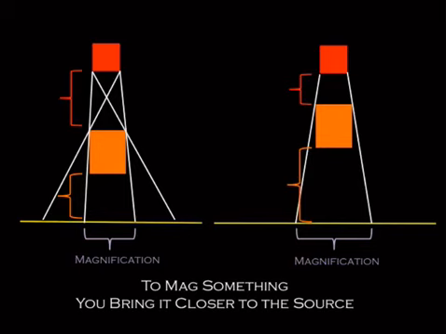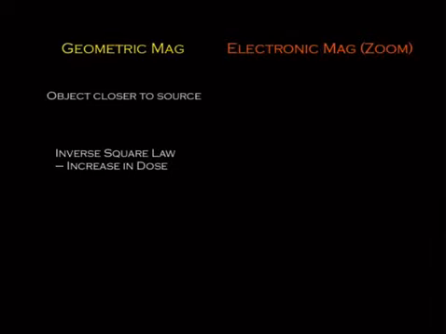Now, people usually think about the inverse square law for reducing radiation, but obviously it works the other way too. If you get closer to the tube, you're going to get more radiation, and it doesn't double, it squares, because it's an inverse square law. So this is not really a good way to magnify something. So, summarizing, you bring the object closer to the source, and it will magnify it, but it results in an increase in radiation that's not doubled, that's squared.